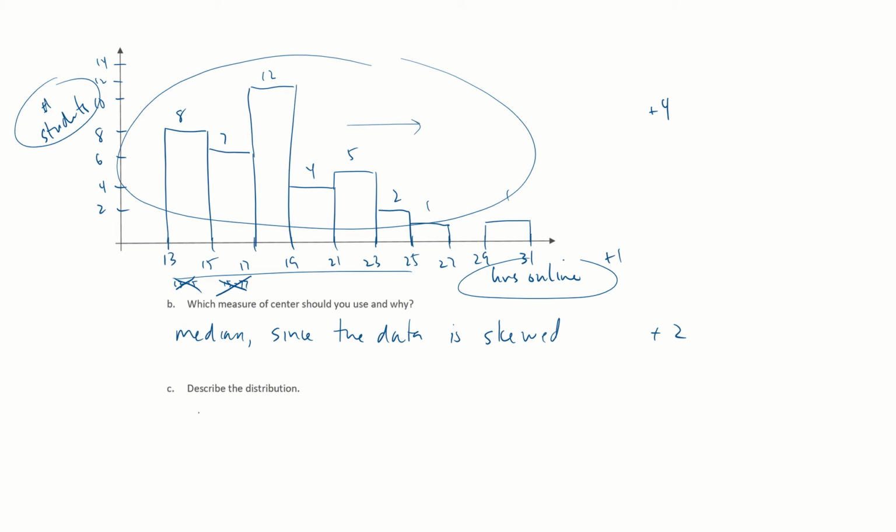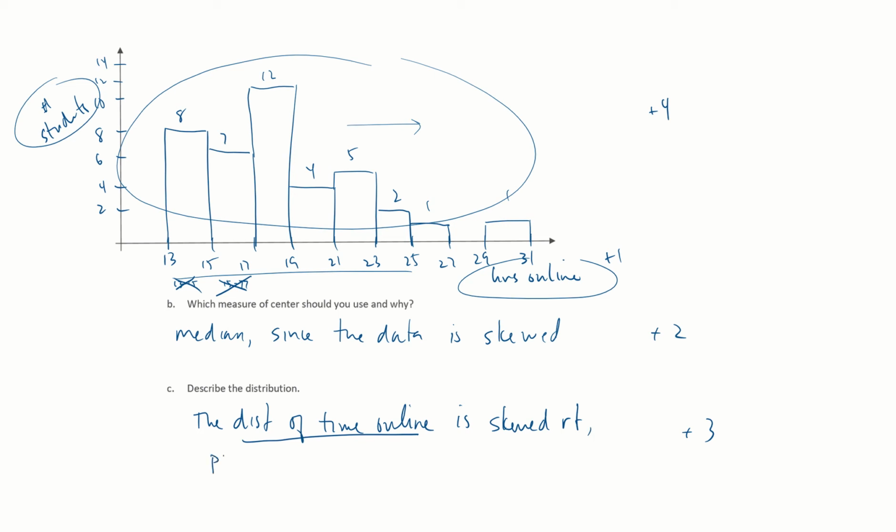Describe the distribution. The distribution of time online is... and I was looking for 4 things. The total was 3 points. It's skewed to the right. You have to have context. I want to know what it is. Don't tell me the graph is skewed right. Tell me what is skewed to the right.